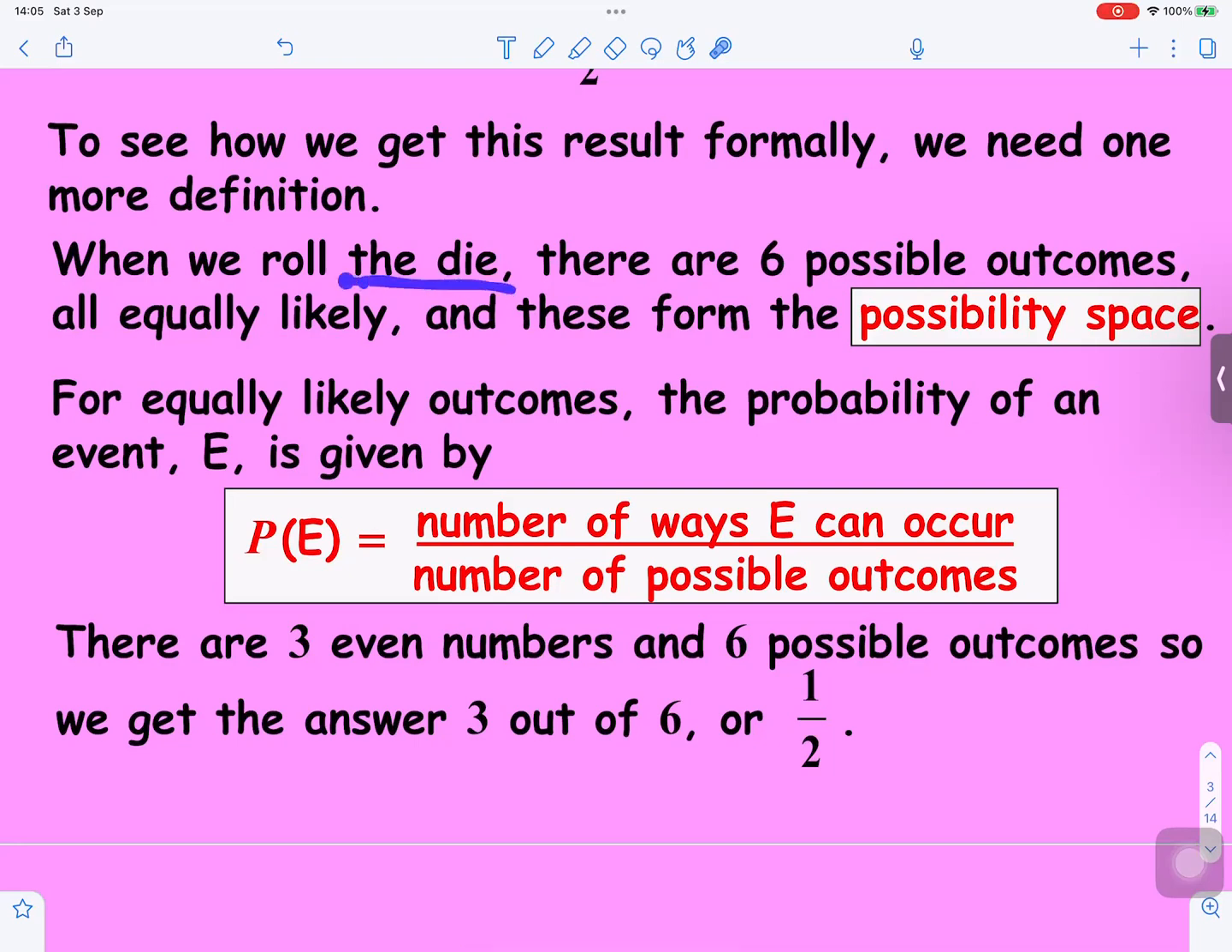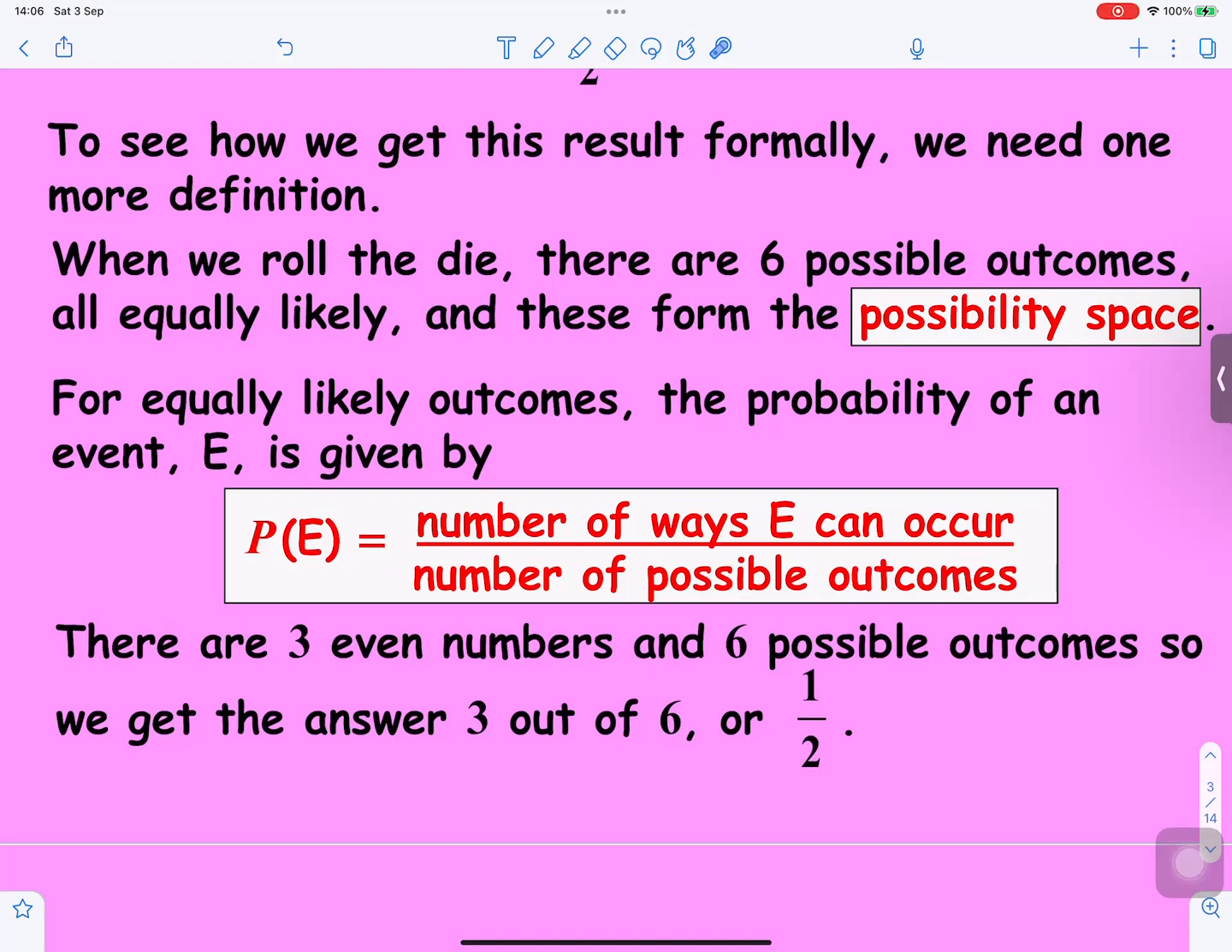When we roll a die, there are 6 possible outcomes: 1, 2, 3, 4, 5, 6. Those are the chances of the 6 outcomes, all equally likely. And these form the possibility space.